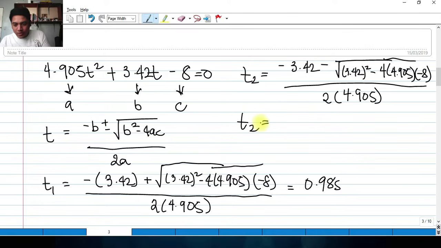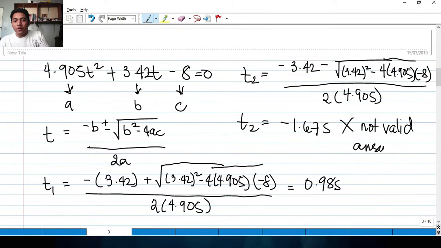Let me just calculate it again using our calculator. So it's very important to always have your calculator with you when solving physics problems. So that should give us negative 1.67 seconds. And we could not accept this as a valid answer. Why? Because there is no such thing as negative time. So our answer should be 0.98 seconds.